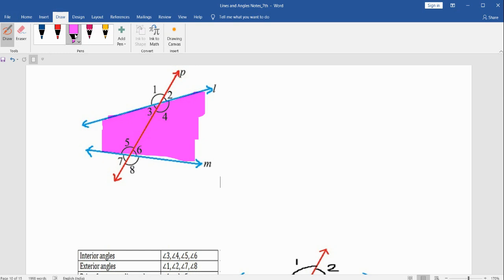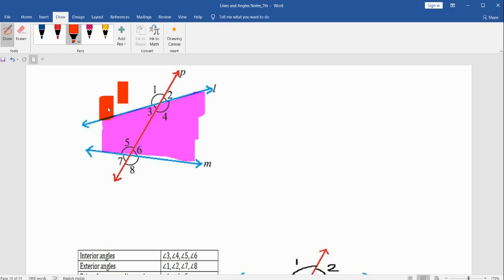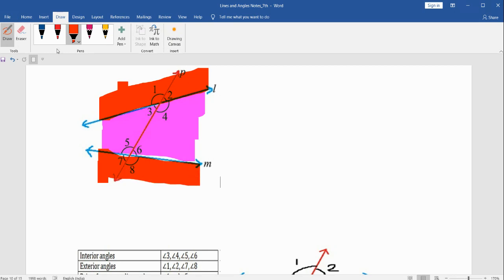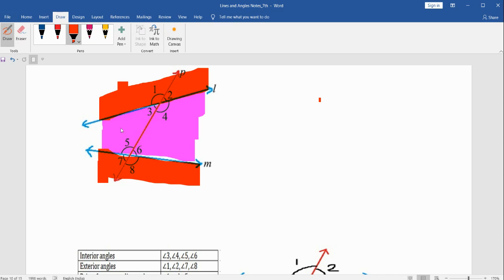Now let's change the color and we'll see the external part. Let me keep it orange. So this is your external part. We'll do it the same here. So this is your external part. All right. So this one is your internal part and this orange one is your external part. Now, based on these facts, we'll see certain angles.